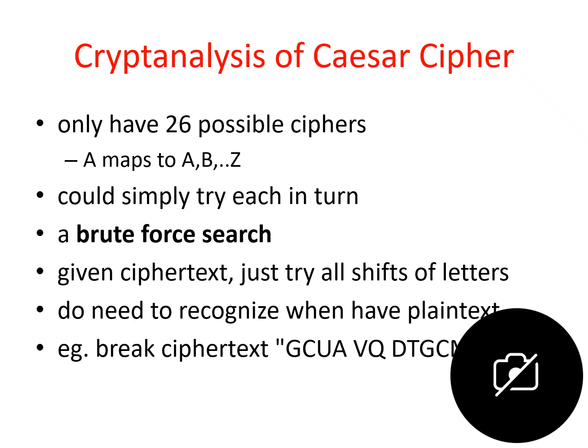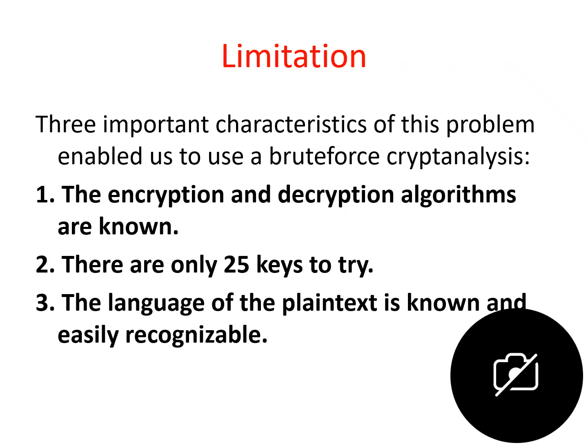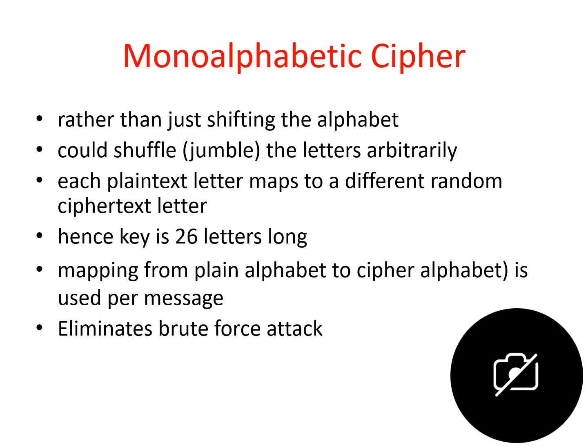There are only 26 possible ciphers available. Brute force analysis can easily find the possible keys. So these are the main limitations of the Caesar cipher. Only 25 keys need to be tried, so brute force analysis can easily find the key, and then the plaintext can easily be recovered. So next one is the monoalphabetic cipher. In the monoalphabetic cipher, attackers can try all possibilities, and the correct plaintext is easily identified.